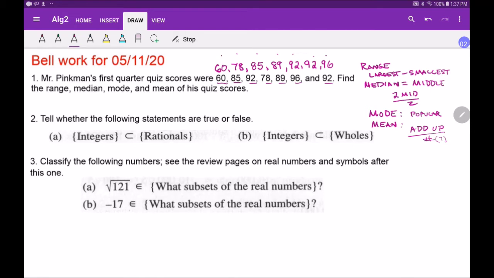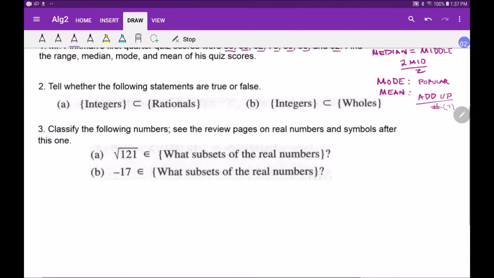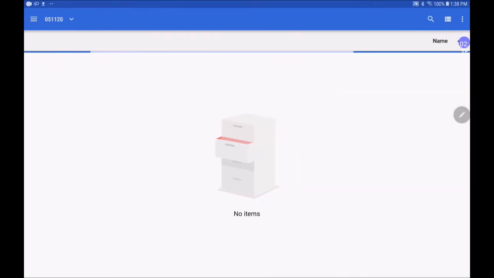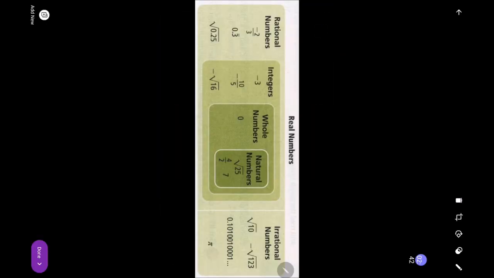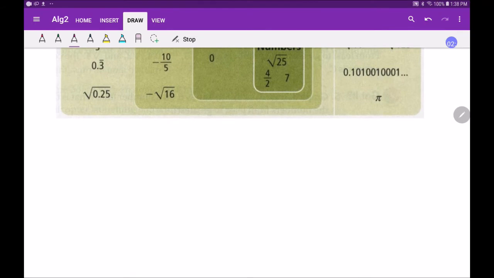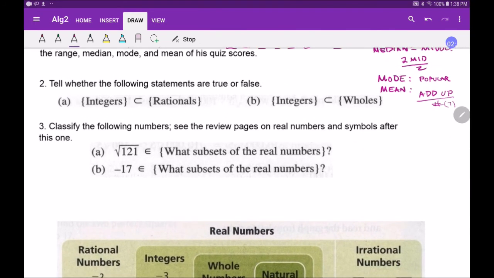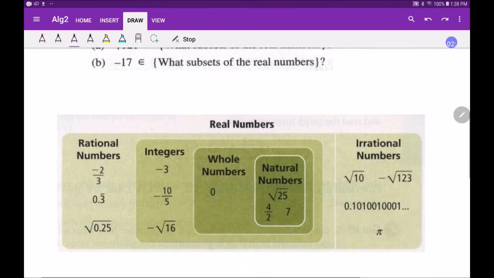Okay, tell whether the following statements are true or false. Well, integers and rationals, and I suppose I should put down, I failed to do this, but I should probably put down the charts that I have so you can tell the difference. And see if I can get that up here real quick. So they're asking us about, is integers a subset of rationals? In other words, is integers inside the rational numbers?